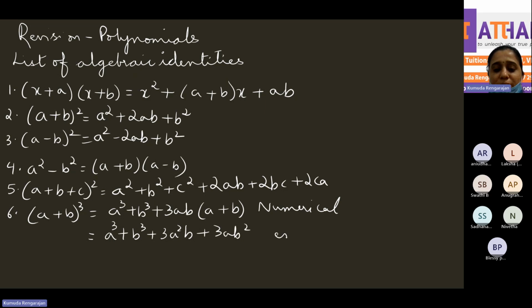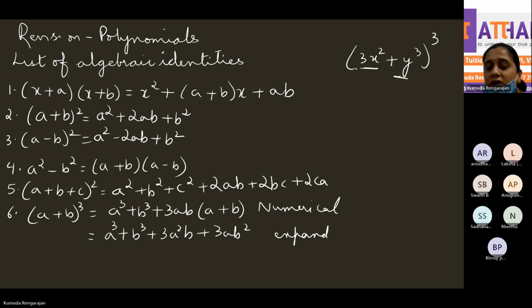This one, if you have to expand, that is, if they give you something like expand 3x square minus y cube, the whole cube. Expand this one. So this looks like A plus B the whole cube. If the question is expand this, then you can go with this one. Both are the same, but for expanding, we use this.